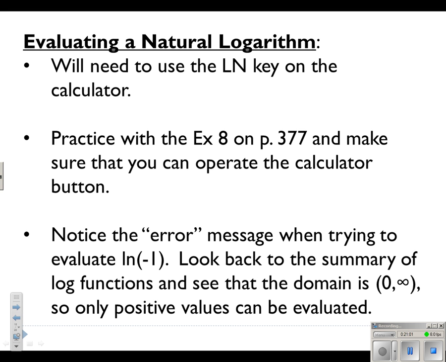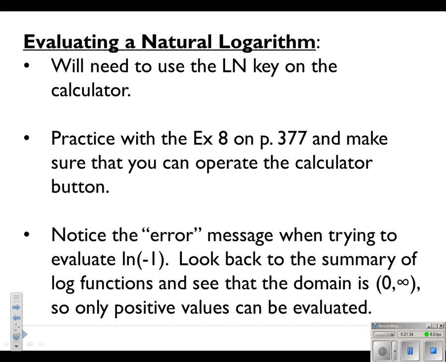Now, evaluating natural logs with a calculator. Practice with example number 8 on page 377. They give you 4 of them. They give you keystrokes and steps to follow and displays that you should be seeing. So give each of those 4 on page 377 a try. If you want to play around with it where it doesn't give you the keystrokes, the checkpoint ones are right underneath there, another A, B, C, and D. And you can evaluate that yourself with the precalculus.com site again.